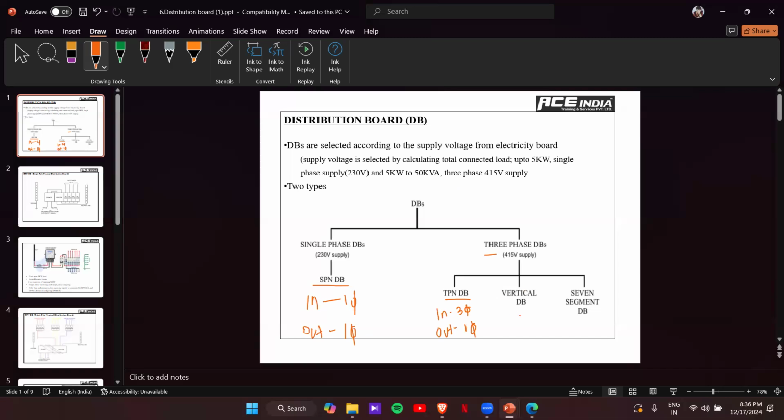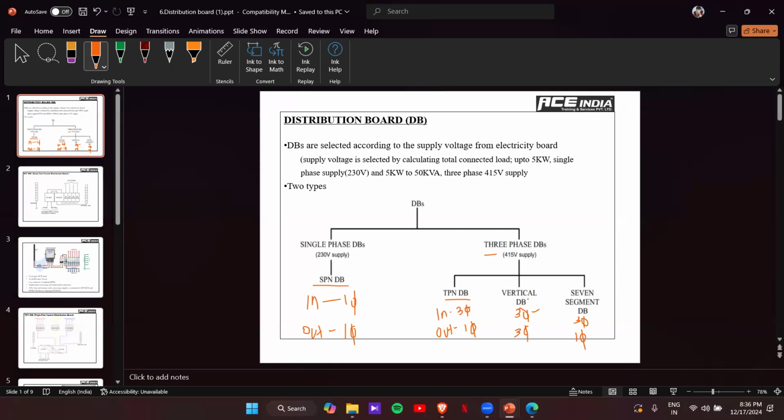In vertical DB, again incoming will be three phase and outgoing will also be a three phase connection. In 7-segment, incoming will be three phase and outgoing will be single phase outgoings. So that's the difference between these three. You can see TPN DBs will mostly be used in commercial spaces and residential spaces.